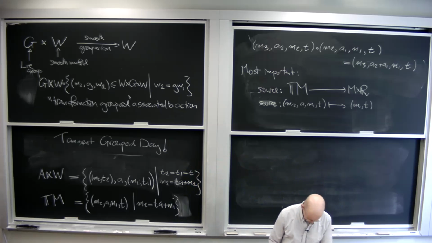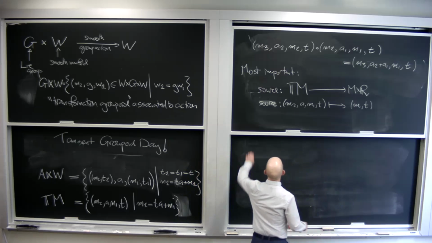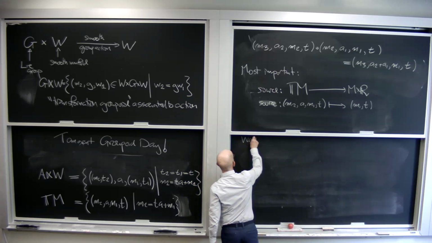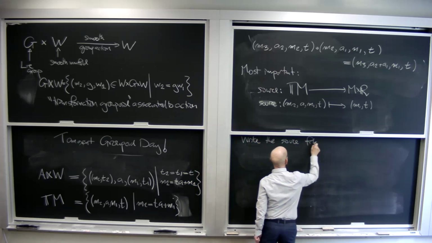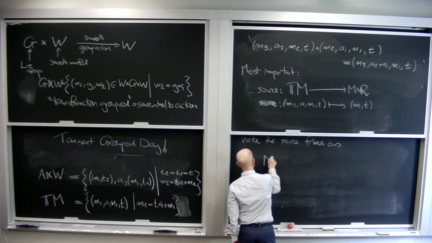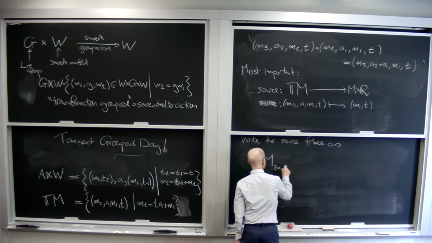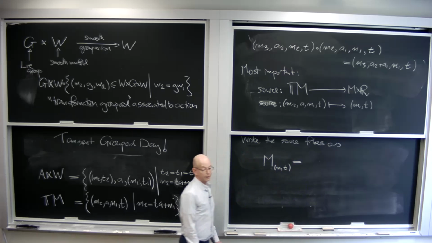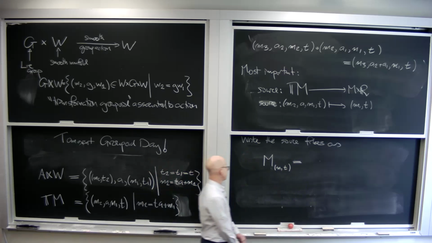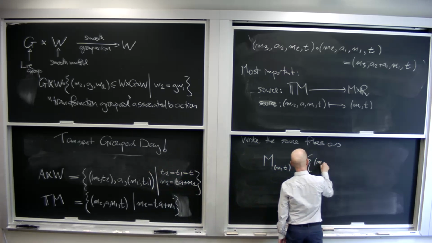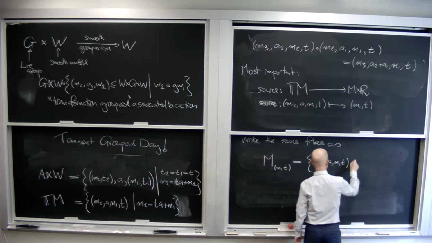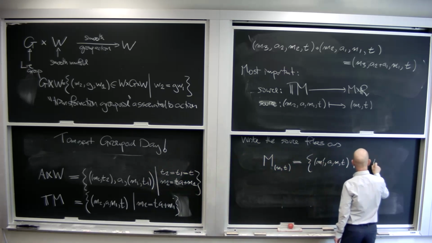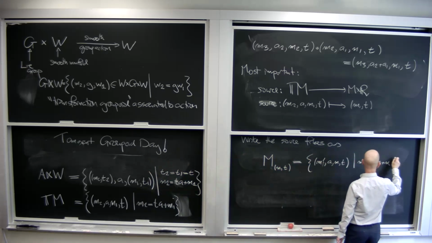All right, going super slowly through this. I mean, why not? So let's write these source fibers like this. I'll call them M sub something. And this will just be the set of all, I don't know, M prime A M T's, obviously satisfying the correct relation, which is that.